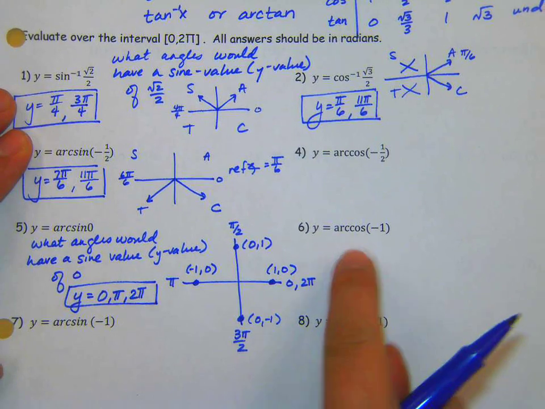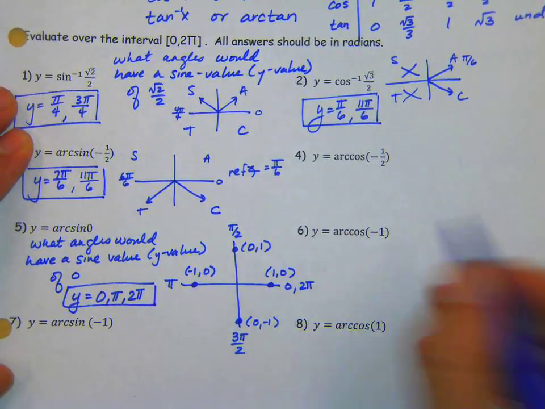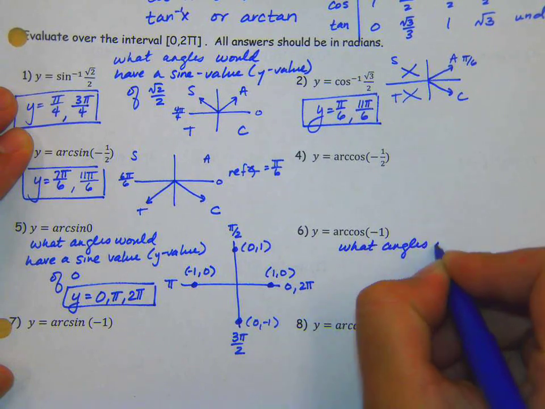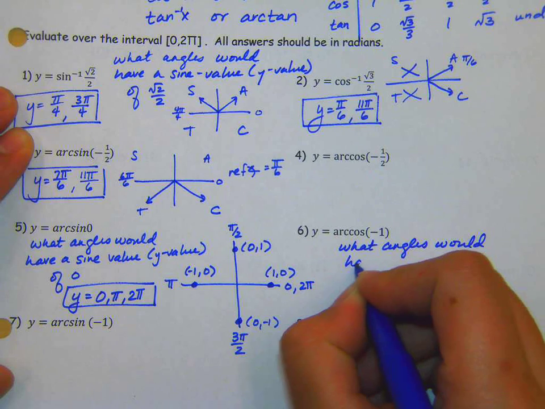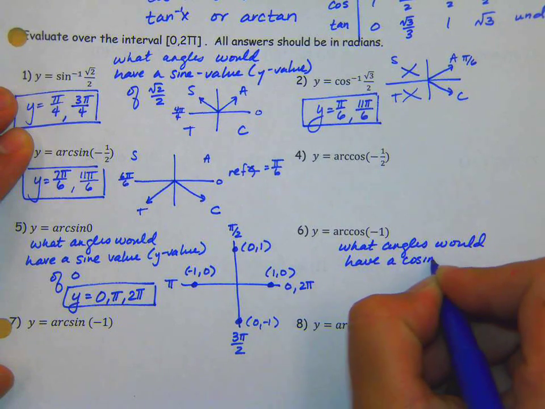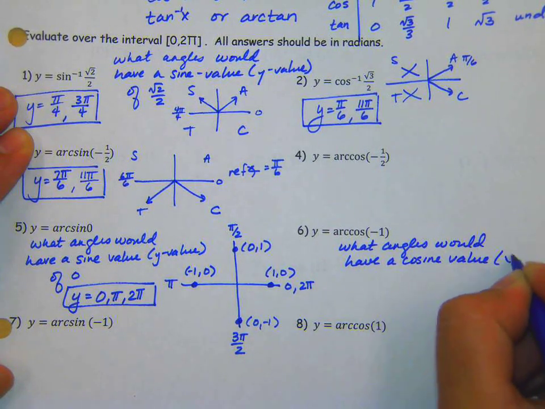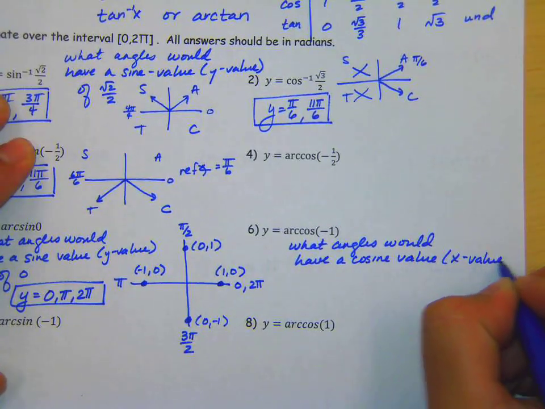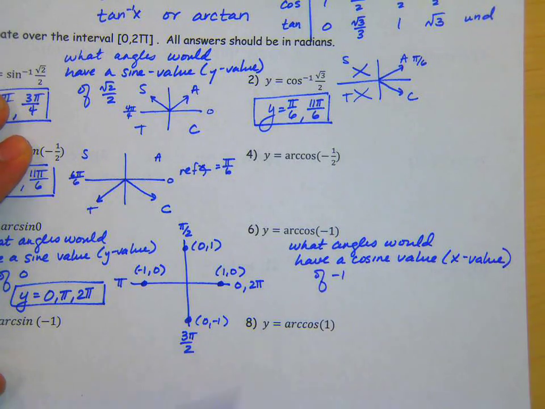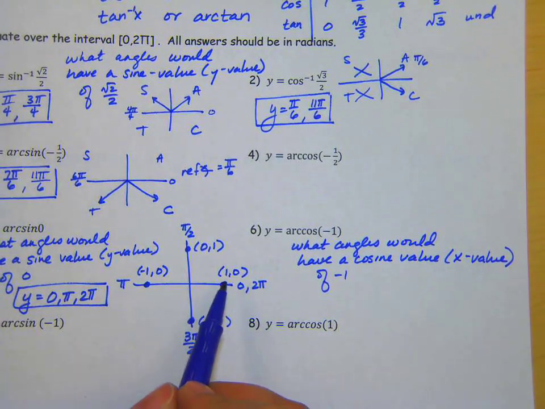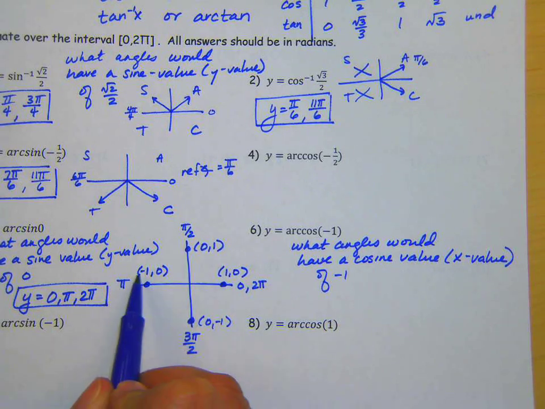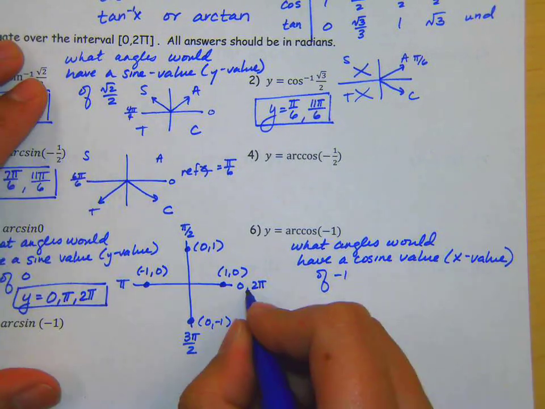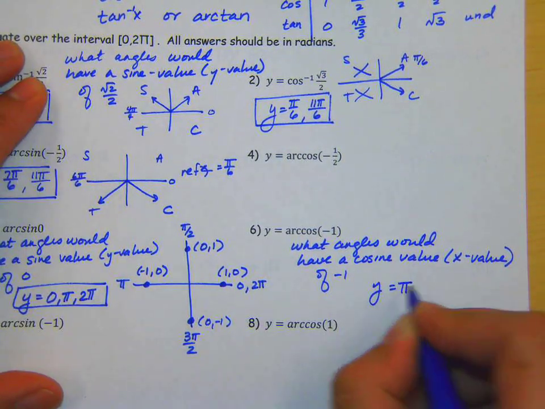Okay, let's take a look at number 6. Arc cosine of -1. So we're thinking in our heads, what angles would have a cosine value, so x value, of -1. Alright, so let's look. Nope, nope. Right there, pi has an x value of -1, but not 3 pi over 2 or 2 pi. So y is equal to just pi.